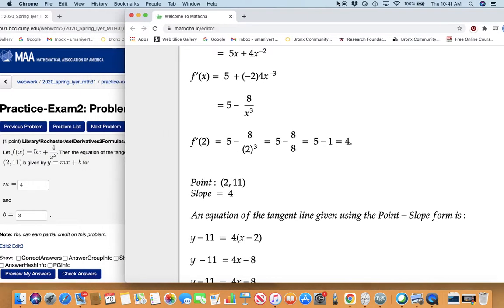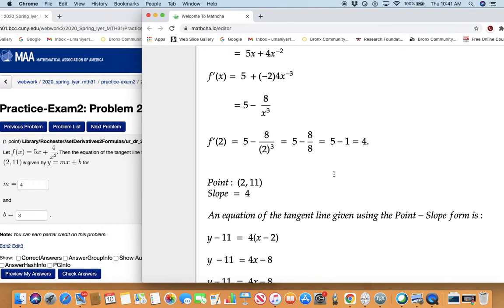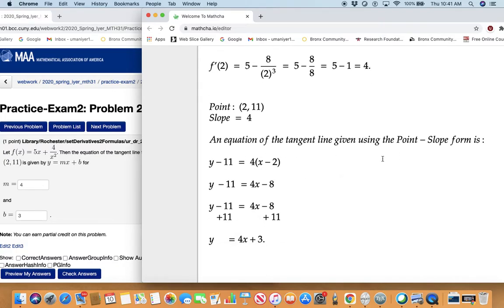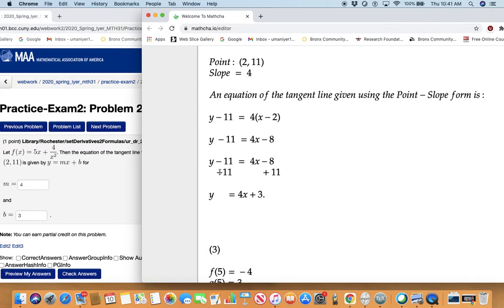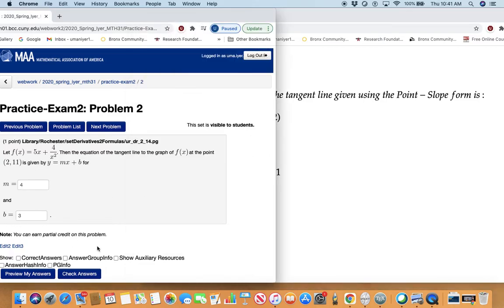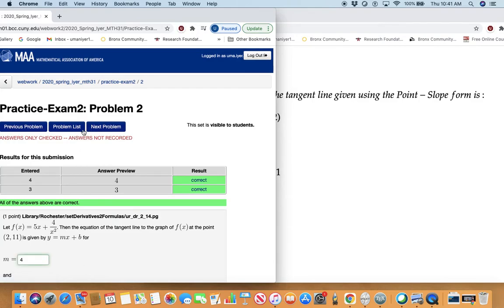So if that's the slope and that's the point, what is the equation of the line? By point-slope form, y minus the y coordinate is slope times (x minus the x coordinate). So y minus 11 is 4(x minus 2), which is 4x minus 8. Add 11 to both sides. y equals 4x plus 3. You understand? So 4 is the slope, the y-intercept is 3. Check. Okay, next.